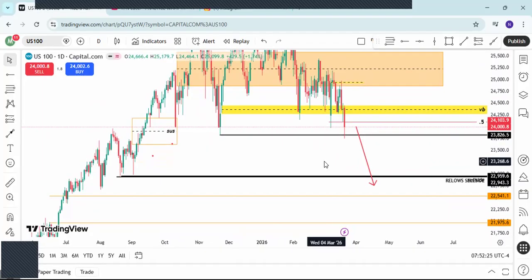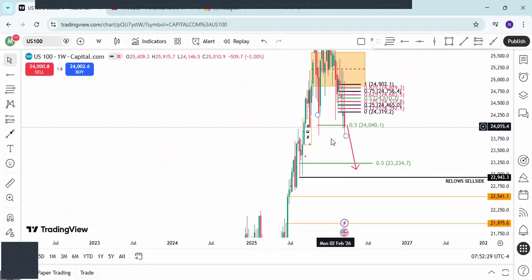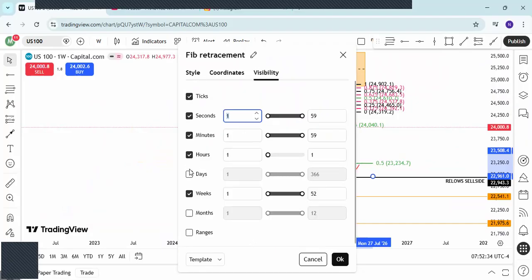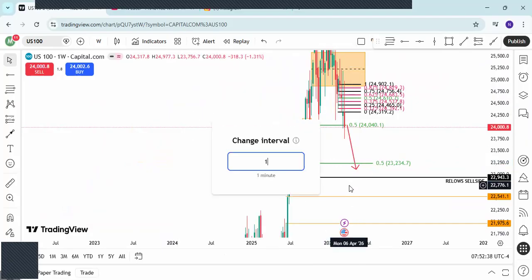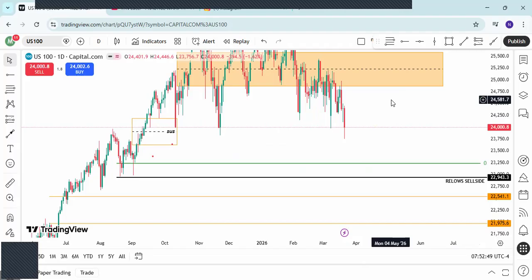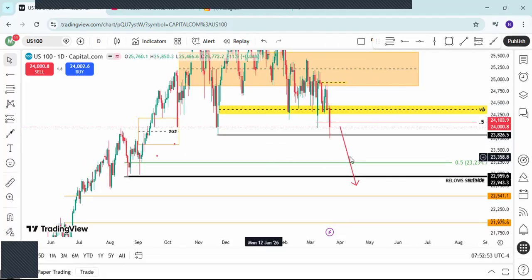That if you go to the weekly time frame, let's fix this one then, visibility, show it on the days, right? Okay, let's go on the daily. Bro, I told you I'm back in the daily. They said I don't see. I do. So this is the weekly level that you're looking for.